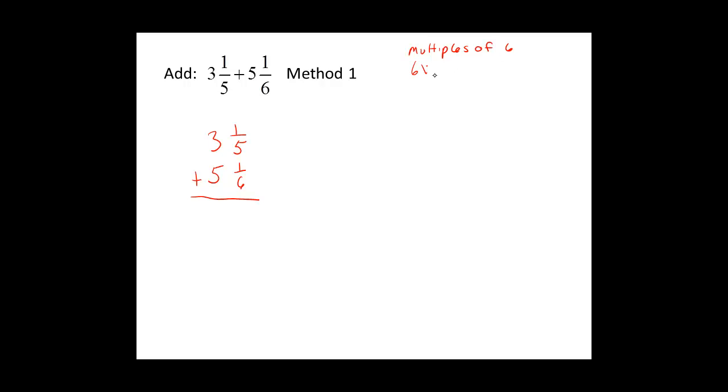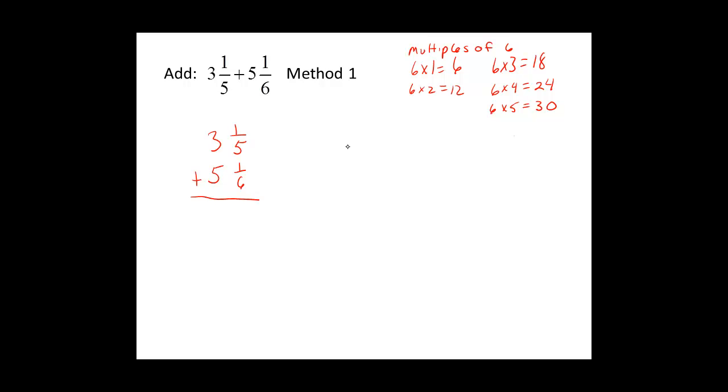6 times 1 is 6. 6 times 2 is 12. 6 times 3 is 18. 6 times 4 is 24. 6 times 5 is 30. And we see that 30 is the first number that the other denominator will divide. So 30 is the least common multiple of 5 and 6.